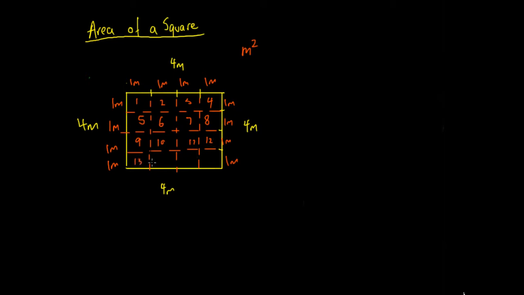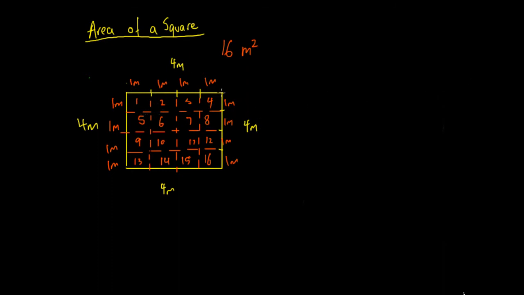And we can work out that we have 1, 2, 3, 4, 5, 6, 7, 8, 9, 10, 11, 12, 13, 14, 15, 16 smaller squares within our larger square. So were we to want to work out the area of this square, we know that it's going to come out to be 16 meters squared. And I'm going to show you how we work that out in a second. But that's our concept. We have 16 small little squares covered by this shape.